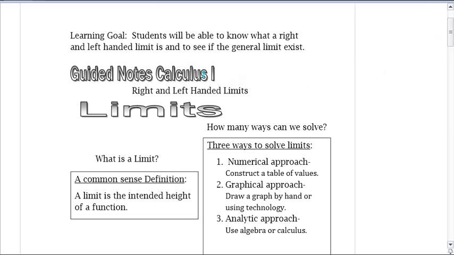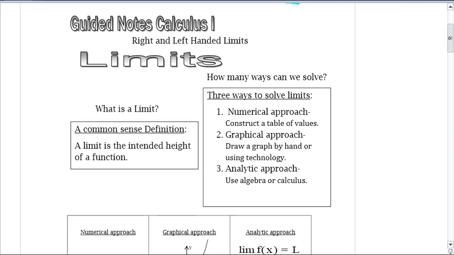The learning goal: students will be able to know what a right-hand limit and a left-hand limit basically are, and also know if the general limit exists. By the time we finish this video, you're going to hopefully know what a right-hand limit looks like and what a left-hand limit looks like, and you're going to be able to see if the general limit exists. So let's go ahead and scroll down here.